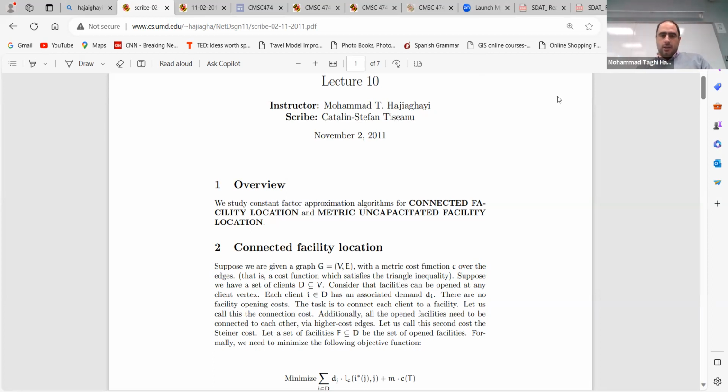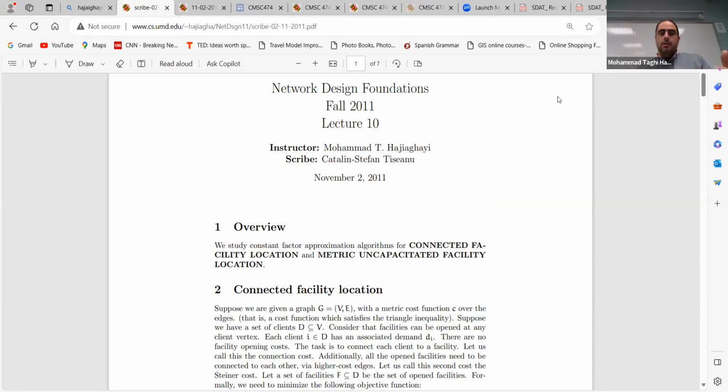And now we are talking about some version of the problem after facility location, which is connected facility location. This is a problem which is interestingly connected to facility location. It is related to a Steiner tree, and it is related to rent or buy.